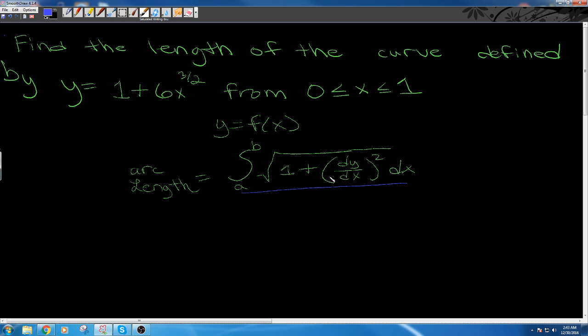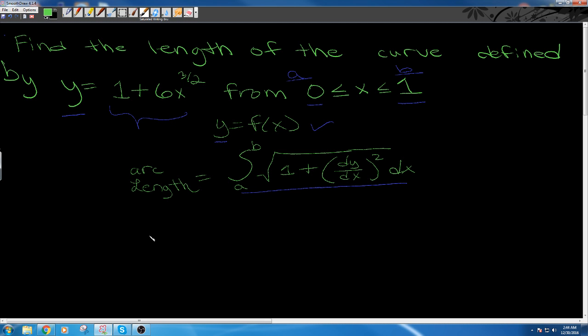So we can see that we have y equals f of x, in this form, so we can go ahead and use this formula. We also have the limits 0 to 1. So this is our a and this is our b.